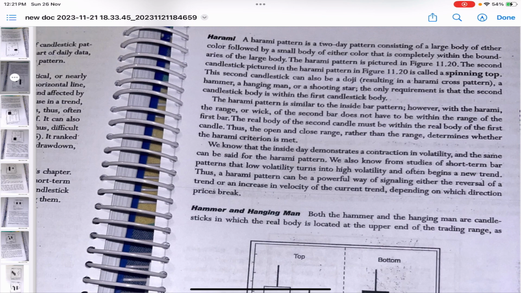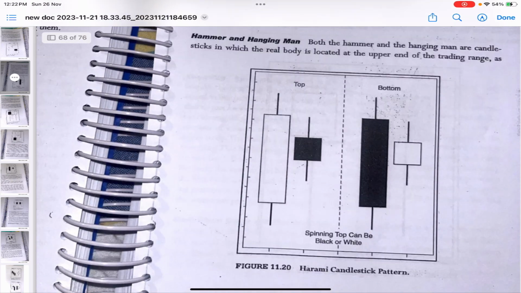Now we come to a harami pattern. Now what is a harami pattern? Harami pattern is basically a 2-day pattern. Wait, let me explain it again. Harami pattern has 2 body candles, alright, in which there is a larger body of either color followed by a smaller body of either color. Figure 11.20, look at this.